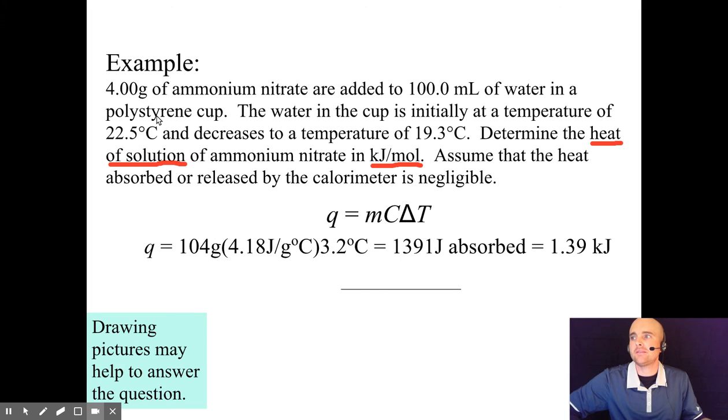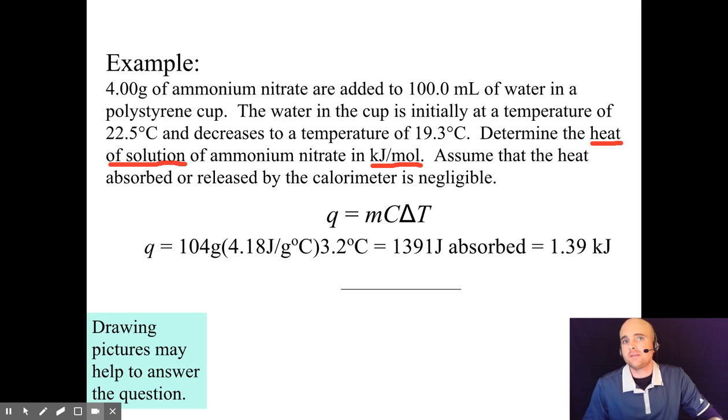Because when we add this ammonium nitrate to the water, it's going to dissolve. So we're seeing how much heat is absorbed when we dissolve a salt. We see the grams times the specific heat of the water times the change in temperature. And we calculate that to be 1.39 kilojoules absorbed.